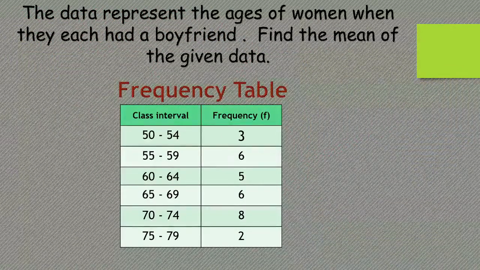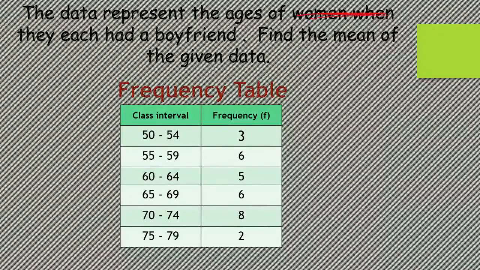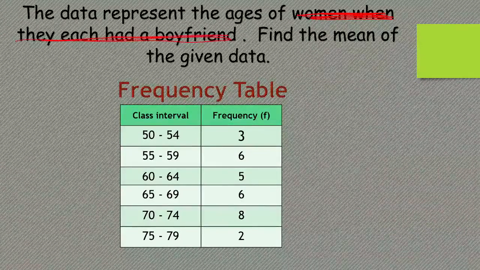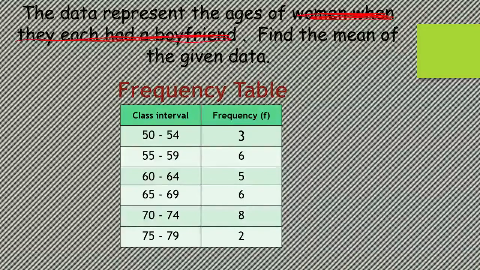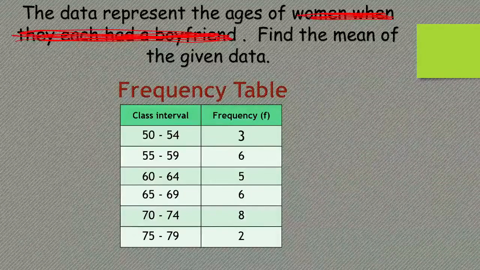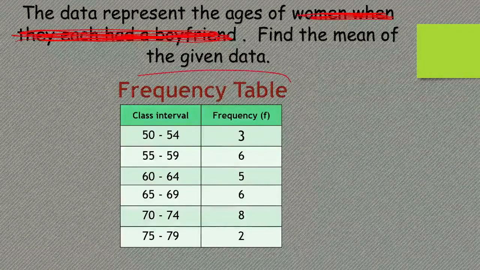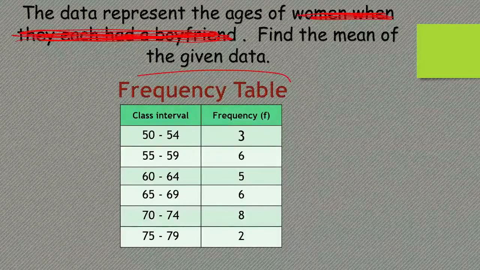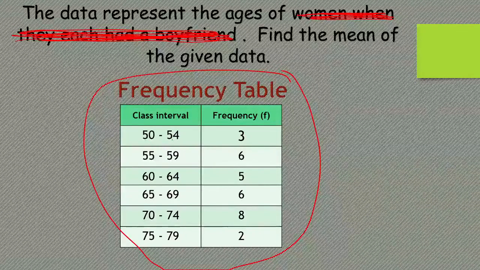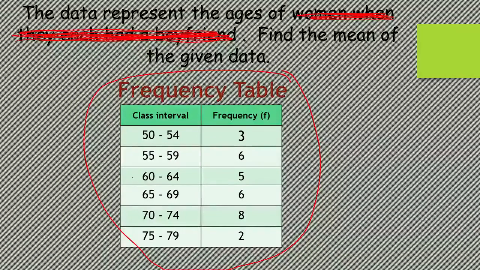So for example, you have this frequency distribution table. Just disregard this. These are not ages of women when they each had a boyfriend. It's impossible at the age of 50, 79. Yes, the table will be given. Don't worry about that. The frequency distribution table is given in the problem. Now, take note, there are 3 in 50 to 54, 6 in 55 to 59, so on and so forth, 5 in 60 to 64.